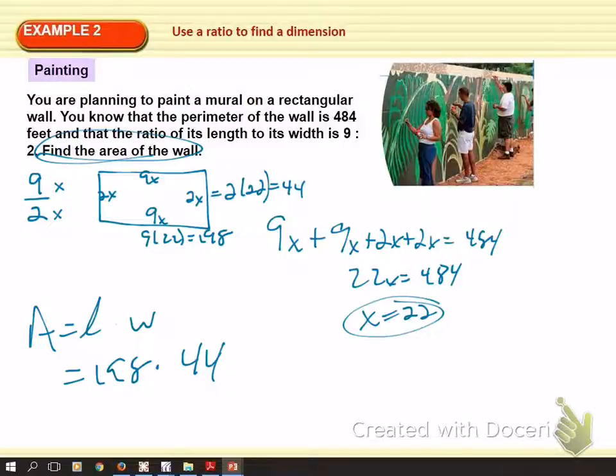And so when we do a quick multiplication of those two numbers, we do get 8,712. And that's area, so it's going to be in square feet. Okay? So we're trying to apply these ratios to help us find some of the things that we need.